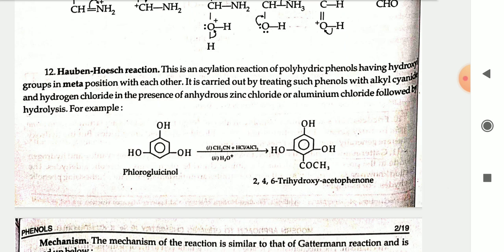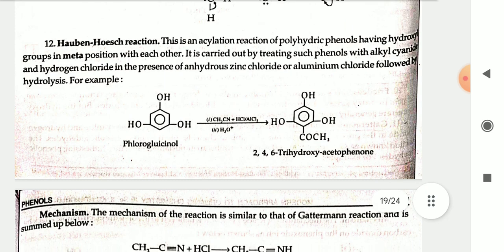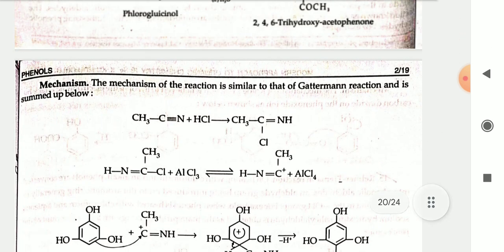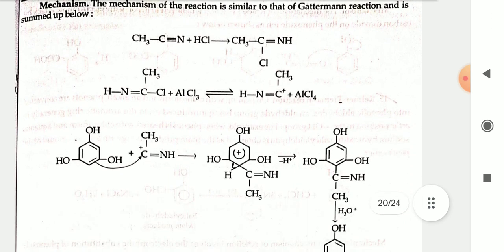Hoesch reaction. This is an acylation reaction of polyhydric phenols having hydroxyl groups in meta position with each other. It is carried out by treating such phenol with alkyl cyanide and hydrogen chloride in the presence of anhydrous zinc chloride or aluminum chloride, followed by hydrolysis. Mechanism: the mechanism of the reaction is similar to that of the Gattermann reaction.